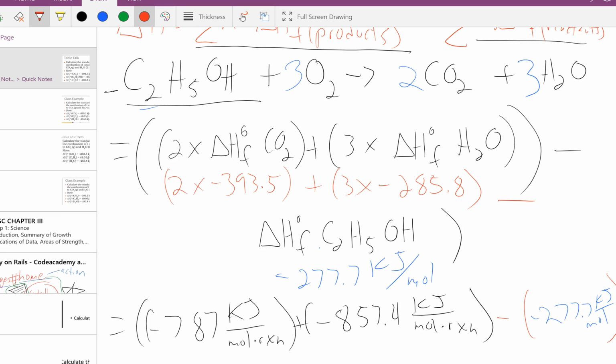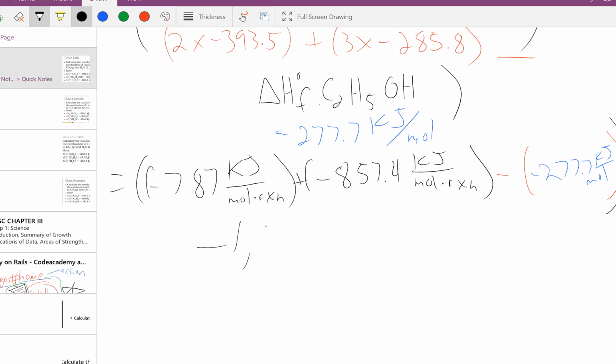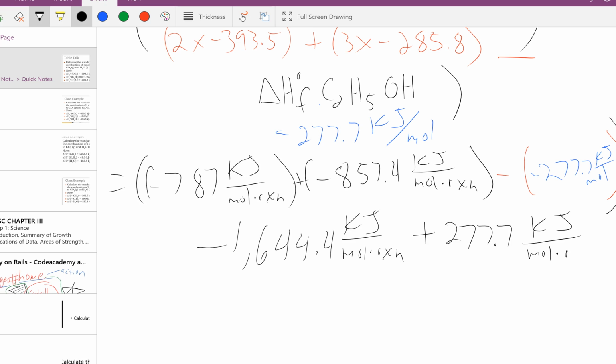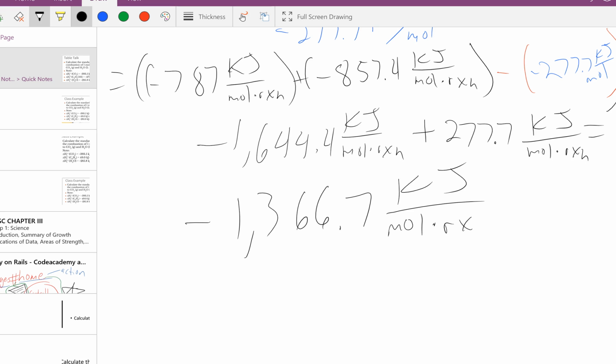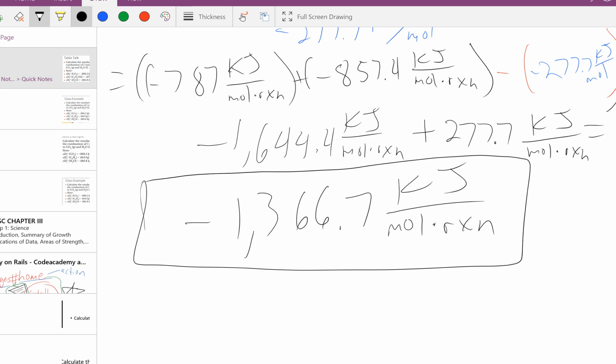And I'm going to get a total value of, hold on while I do this calculation really quickly, a total of negative 1,644.4 kilojoules per mole of reaction plus 277.7 kilojoules per mole of reaction, which is going to give me a total of negative 1,366.7 kilojoules per mole of reaction. And that will be your final answer.